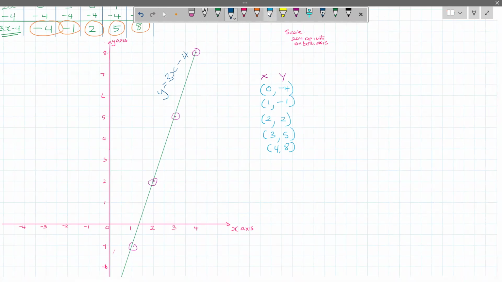Remember, always include your axes, scale. Make sure your points are clearly labeled on the graph and the equation on the line.